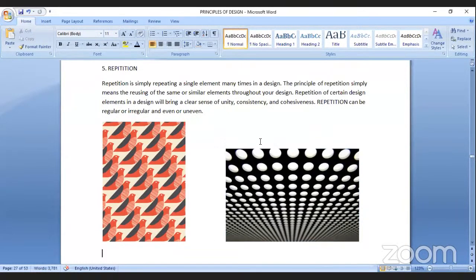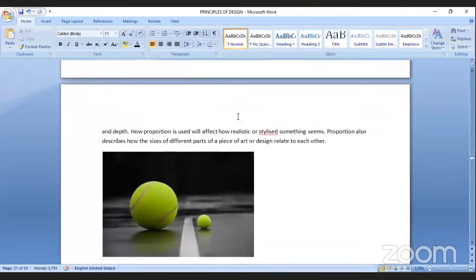Repetition is where one or many elements are repeated again and again to form a design. It brings a clear sense of unity, consistency, and cohesiveness. Again, not always used. Repetition can be regular or irregular, even or uneven. Proportion.